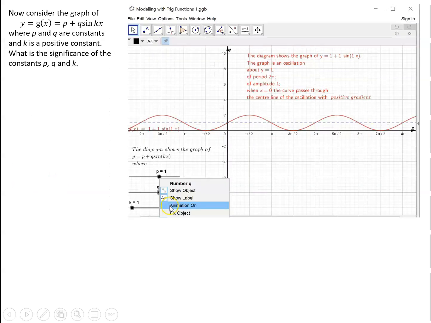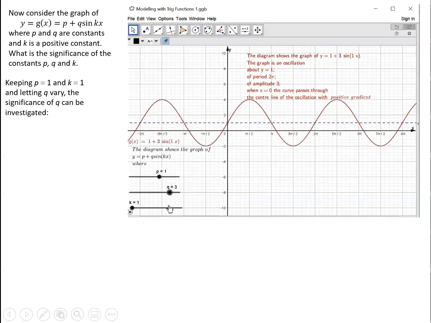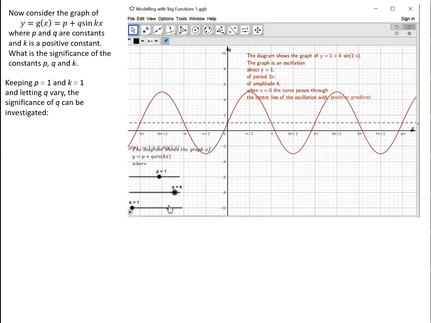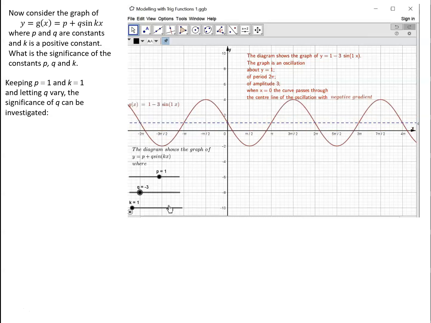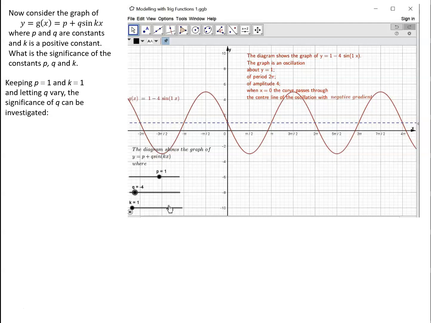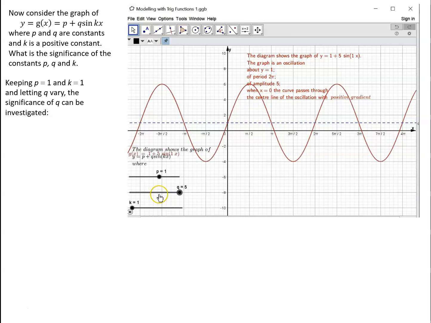So we now need to consider what the effect of changing the value of q is. So again, if we have a look at the video, we can see that changing the value of q is changing the amplitude. If q is a positive value, then the amplitude is q. If q is a negative value, then the magnitude is the modulus of q.